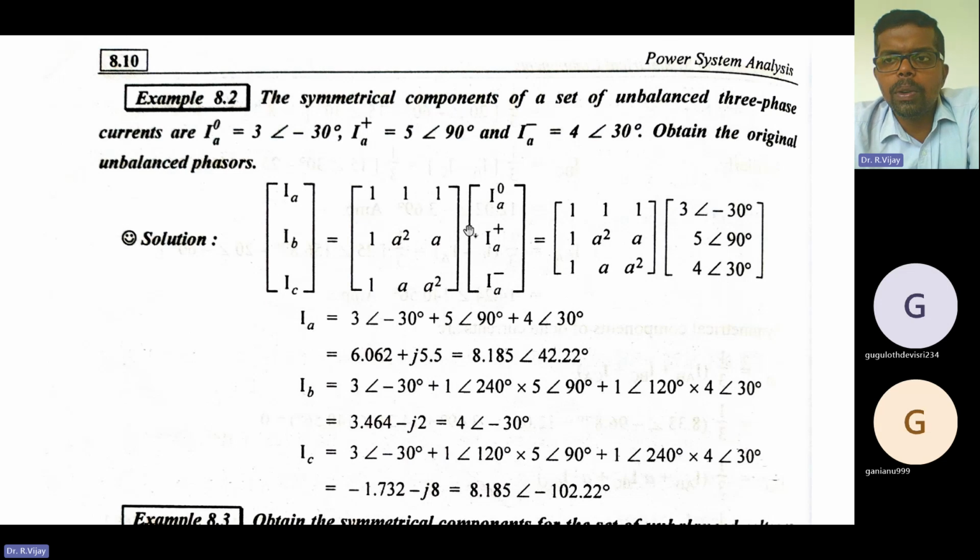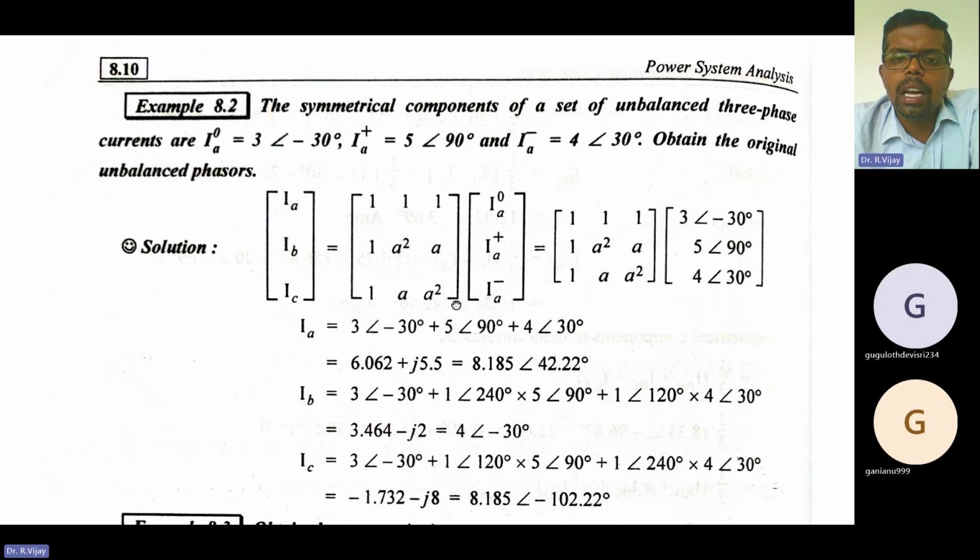In a question, they may give different values, but this is the general procedure you need to follow. This is how you need to solve this problem. This is a very simple problem. You may expect this kind of problem in your 2-mark question, because it is very simple. Just a matrix multiplication, that's all. You need to substitute with the transformation matrix, substitute all the values, and get the answer simply with your scientific calculator.